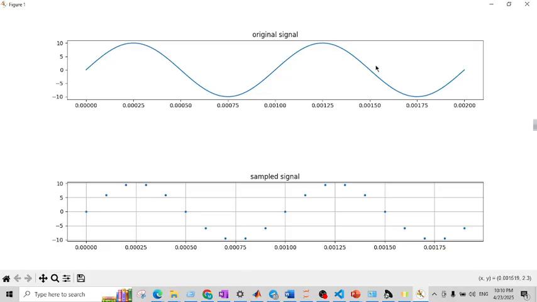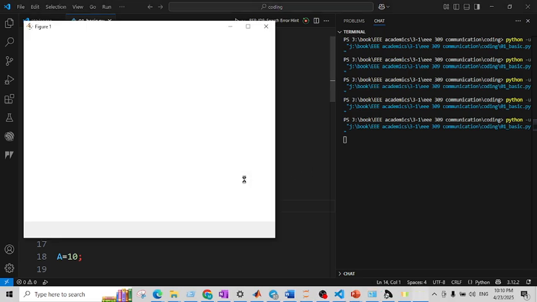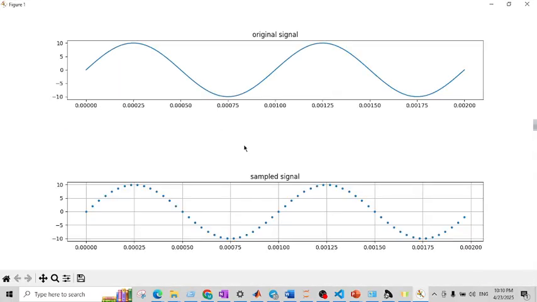This is our original signal. You have a continuous smooth sinusoidal signal, and see, you have a good sample signal. It looks like a good signal, right? Then if I again increase the sampling frequency, let's say to 30 kilohertz, let's see what happens. Okay, it's taking some time. Okay, see, you have a better signal than previous.